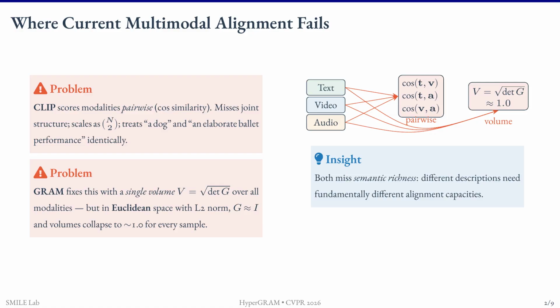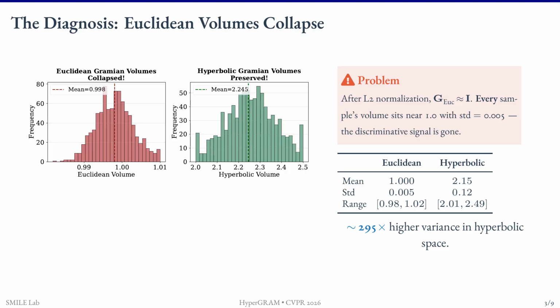Multimodal alignment today is dominated by two ideas. The first is CLIP. It aligns modalities in pairs: text and video, text and audio, video and audio. Three circles, no joint view. It's like judging a chord by listening to each single note alone. You miss the harmony. The second is GRAM. It uses one volume across all modalities at once, elegant, and it captures high-order correlations. But GRAM lives in flat Euclidean space, and that's exactly where it breaks.